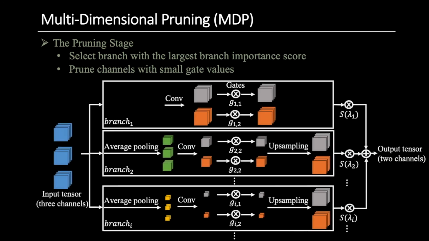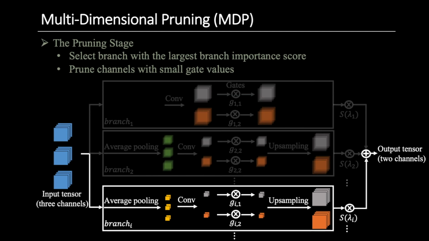After finishing training, we prune the network in the pruning stage. We only select one branch with the largest importance score in each layer. We also prune channels with small gate values in this branch. After pruning, we fine-tune the network to recover from the accuracy drop.